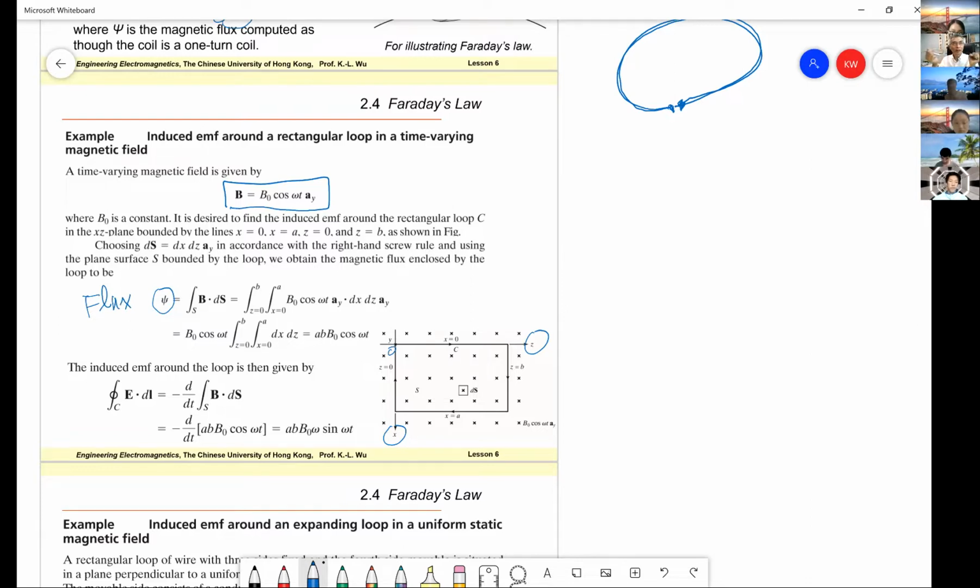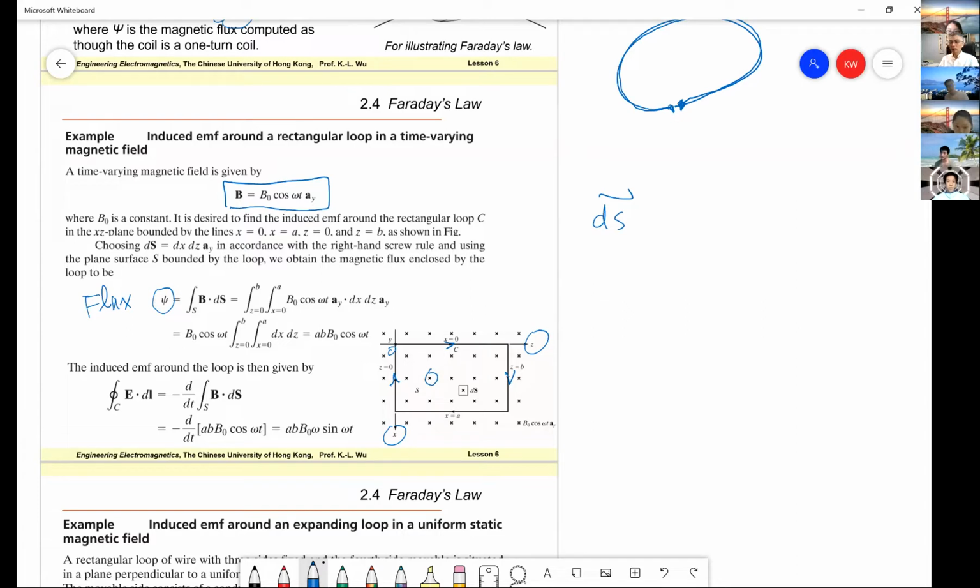Okay, this flux, we do a dot product. We find the ds, right? We know the direction. If the contour's direction is this, then we go by the right hand rule. The direction of n is going into the screen, right?